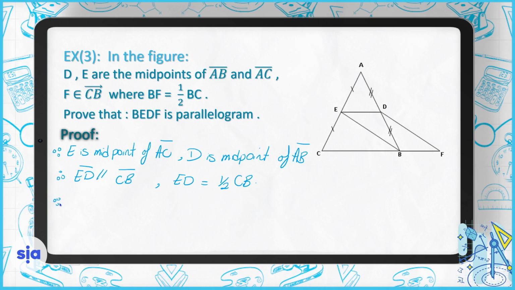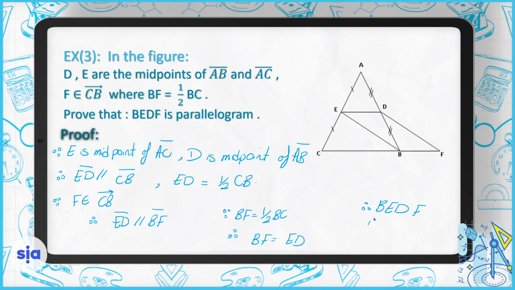Since F belongs to ray CB, therefore ED is parallel to BF, and also since BF is half BC, therefore BF is equal to ED. Then we can easily say that BEDF is a parallelogram.